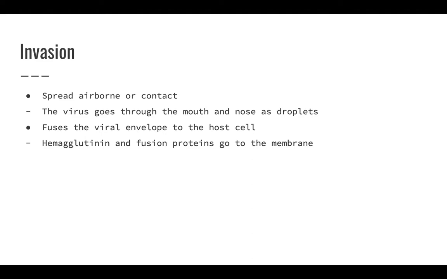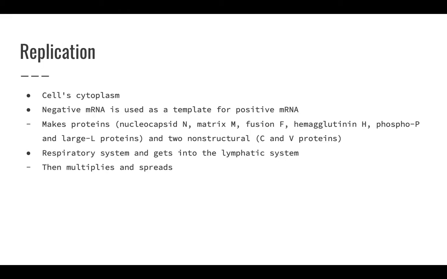Once in the body, the virus fuses the viral envelope to the host cell and spreads using the hemagglutinin and fusion proteins, which go through the membrane of the cell. It replicates in the cell's cytoplasm, and the negative mRNA is used as a template for making positive mRNA, which will create proteins to ultimately replicate the virus. The virus goes near the respiratory system and gets into the lymphatic system. Once there, it multiplies and travels all over the body.